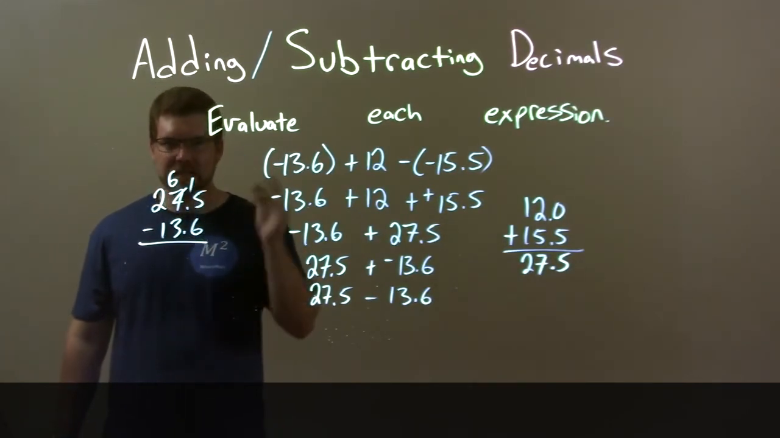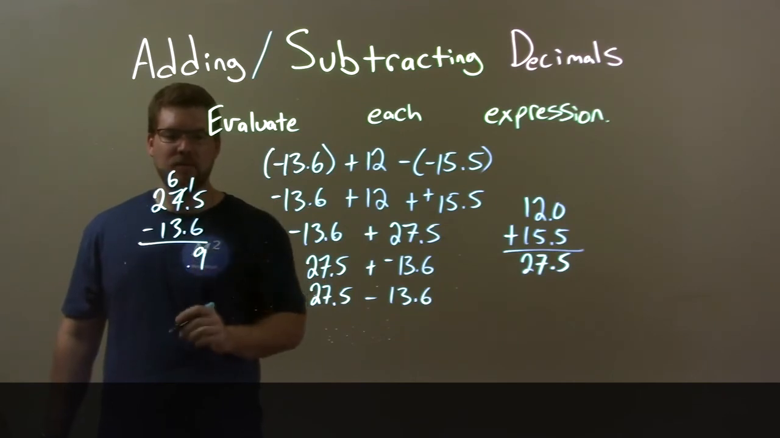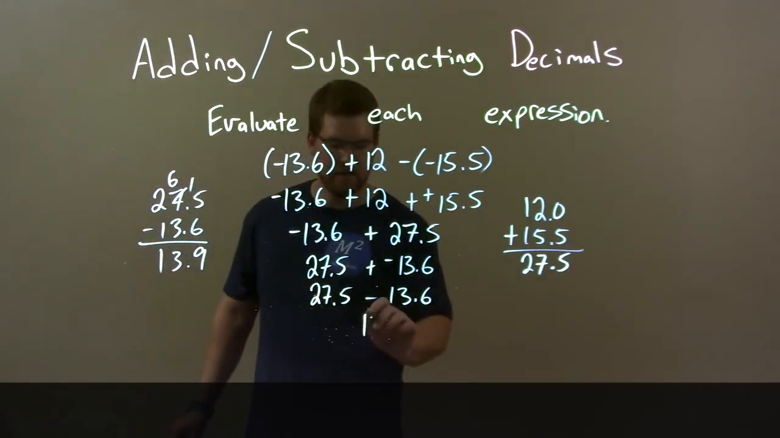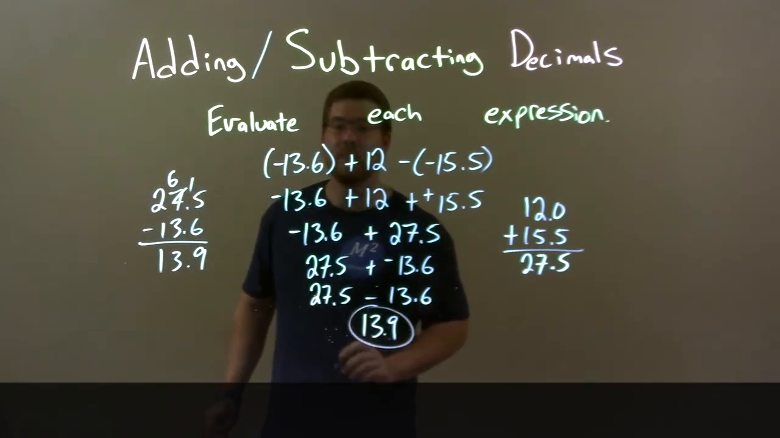15 minus 6 is just good old 9. Decimal place stays there. 6 minus 3 is a 3. 2 minus 1 is a 1. 13.9 is just my final answer.